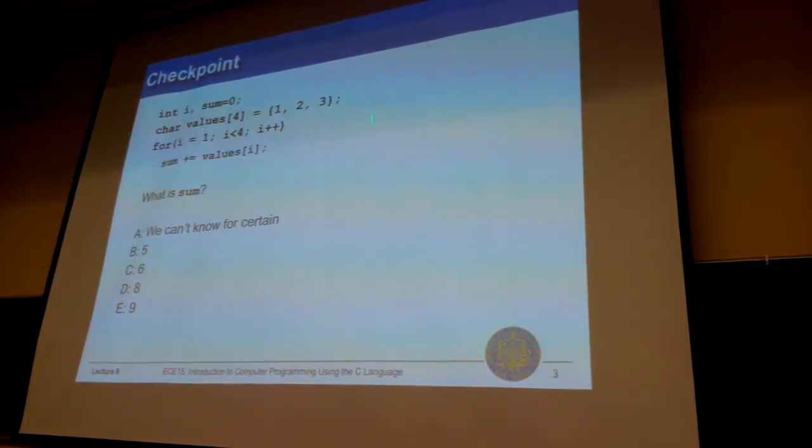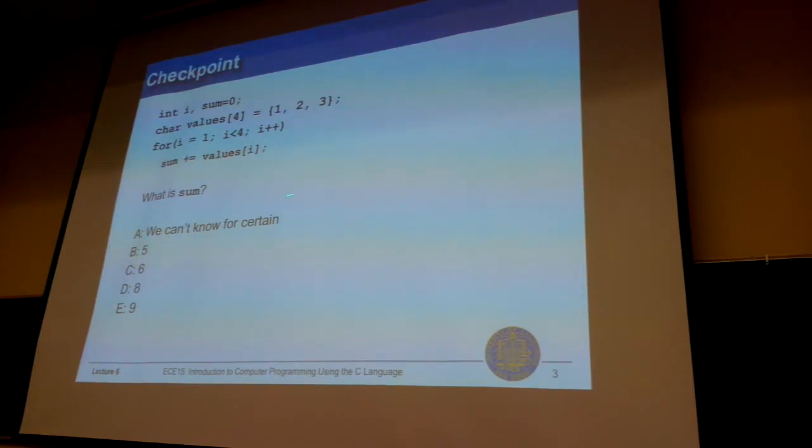If you remember from last lecture, if you initialize with fewer values, the extra values just get filled in with zeros. So the four elements of this array at this point are going to be 1, 2, 3, and 0.